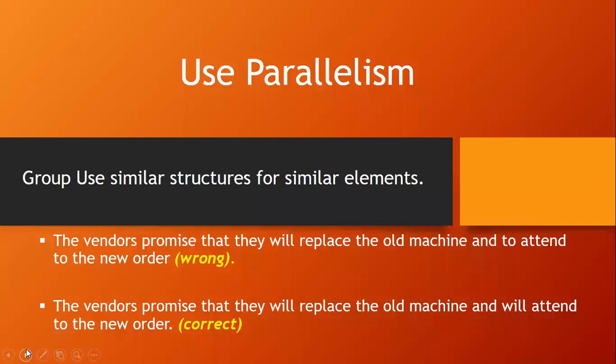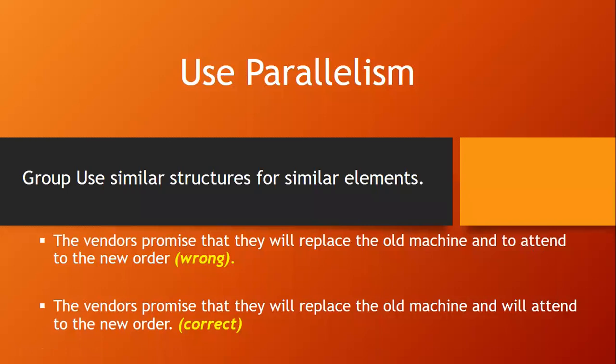Now we're looking at parallelism. What do we mean by that? Parallel structure or parallel construction. In grammatical terms, we use that. So here's an example. The vendors promise that they will replace the old machine and to attend to the new order.